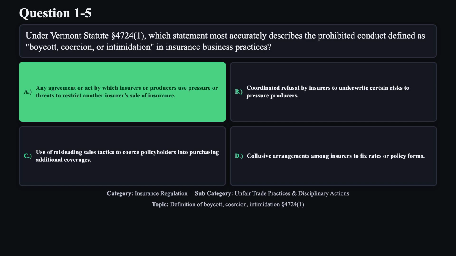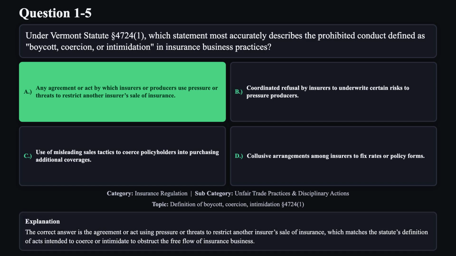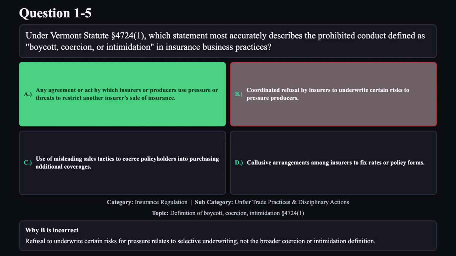The correct answer is A. The correct answer is the agreement or act using pressure or threats to restrict another insurer's sale of insurance, which matches the statute's definition of acts intended to coerce or intimidate to obstruct the free flow of insurance business. Reason B is not correct. Refusal to underwrite certain risks for pressure relates to selective underwriting, not the broader coercion or intimidation definition.